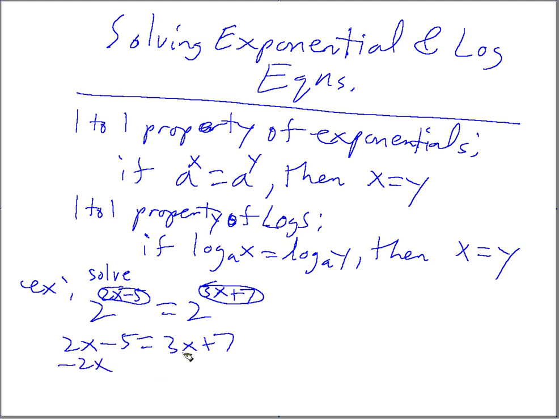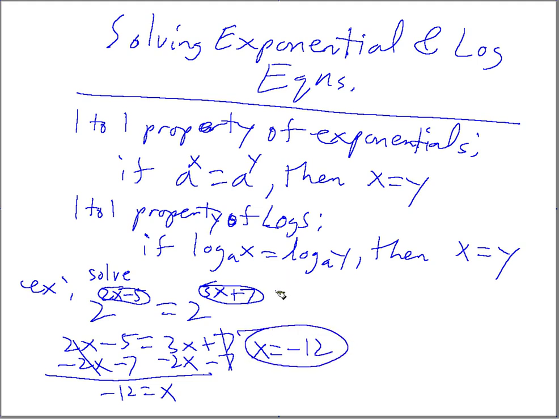For example, subtract 2x on both sides. Let me combine steps if you don't mind here since I'm running out of space. Let me subtract 7 on both sides to get the numbers on the left side. So this is just x right here, and this will be negative 12 equal to x, or x is equal to negative 12 is my solution, as you can see. So not hard at all. Right? Let's try another one.